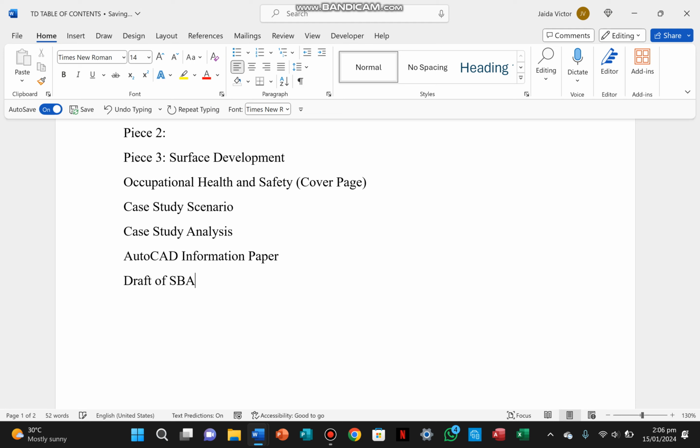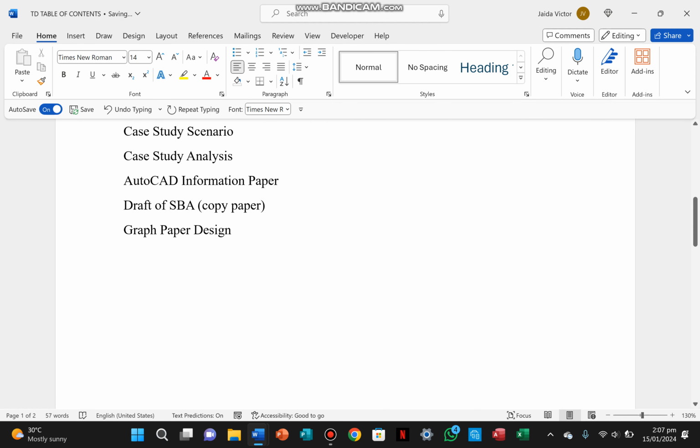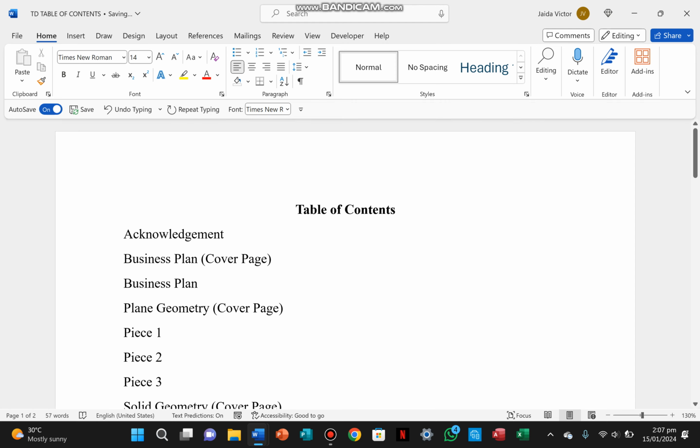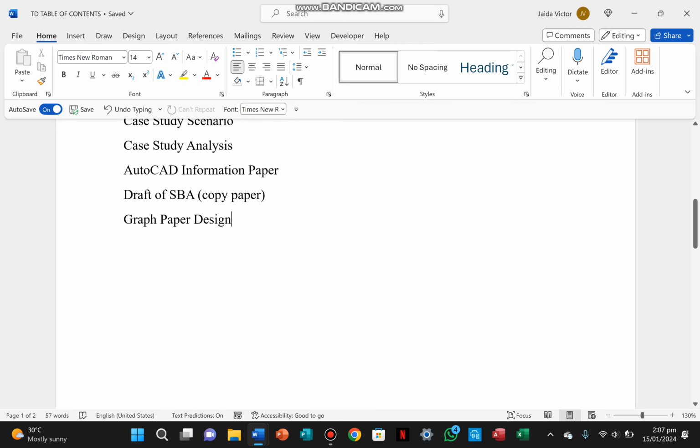Oh, like the draft. Right. So the draft, then followed by the graph paper design, the one that you do on graph paper. So those two pieces, they have to see your progression. So you start with your sketch first, and then after you do the drawing on the graph paper, and then followed by your AutoCAD pieces, the ones that we have to print. So you do your floor plan, roof plan, elevation, section, and so on.